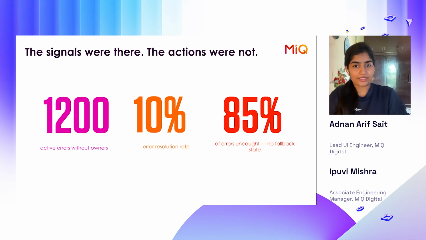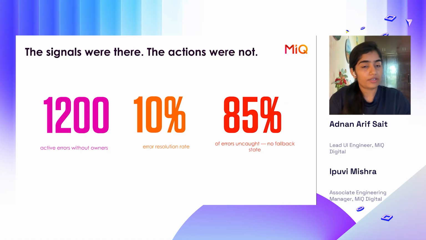These numbers were not accidental. They were direct consequences of how our observability ecosystem was architected. This is where there was a need to fix it. Now I'll hand it over to Adnan, who'll walk us through exactly why and how we fixed it.